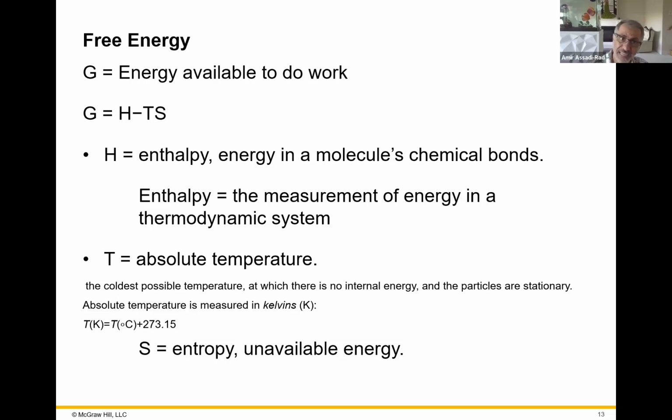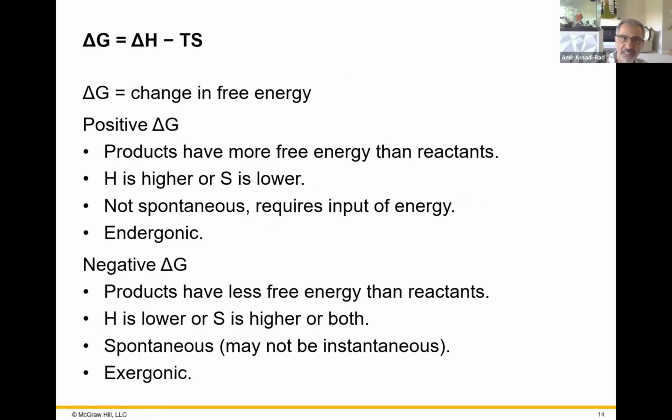But anyhow, I'm giving you each component of this formula. Enthalpy, energy in molecules, chemical bonds, minus absolute temperature times S, which is entropy, unavailable energy. So that should give you the energy available to do work. Delta G, this is important. This is something I'd like you to know.